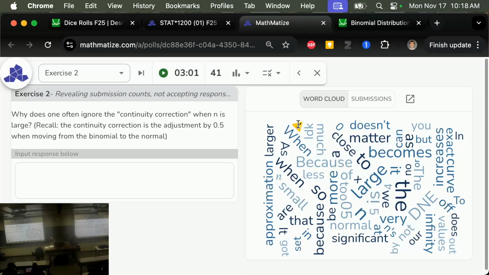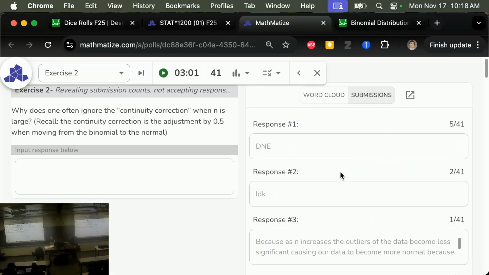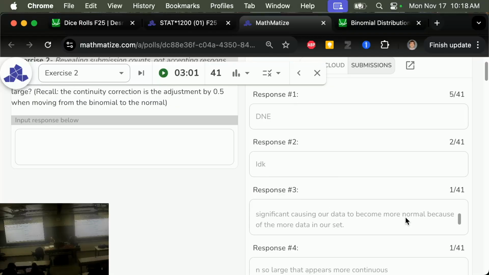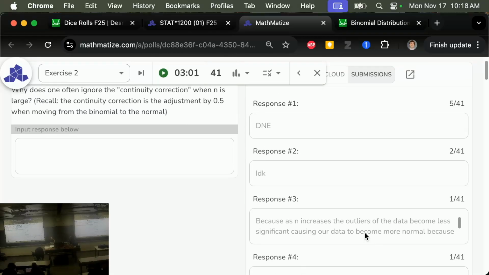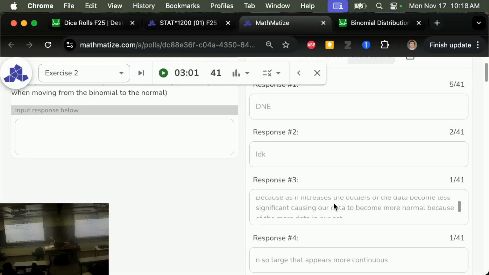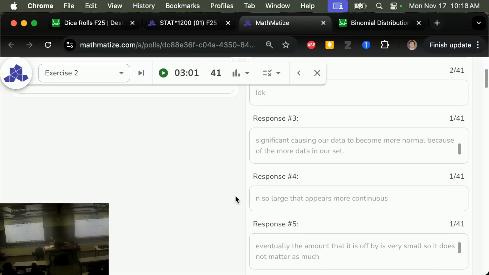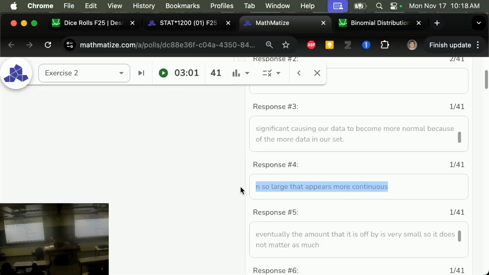We got the warning emoji. I don't know what that means. Okay, let's read some of these. "The outliers become less and less." Yeah, this is the right kind of idea. As n increases, something interesting is happening. I wouldn't describe it in terms of outliers, though it may be the same way of describing something. "It appears more continuous." This is the right kind of idea as well.